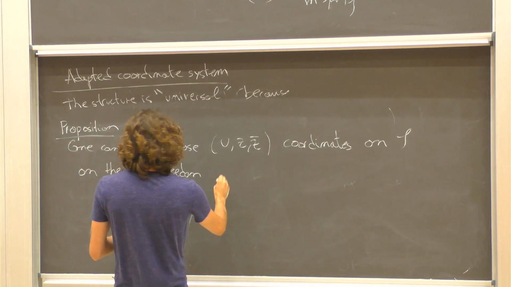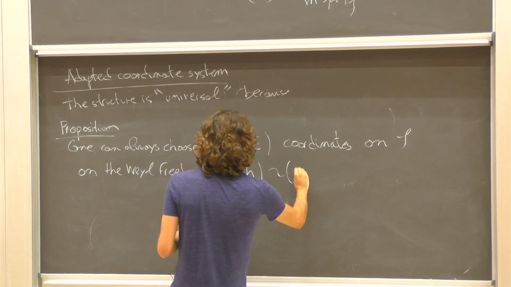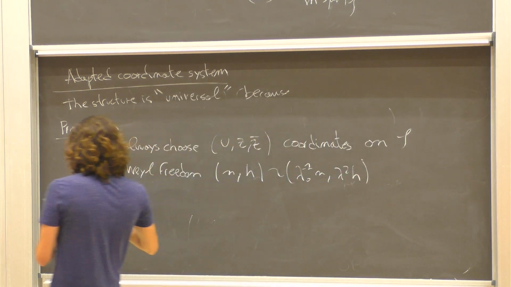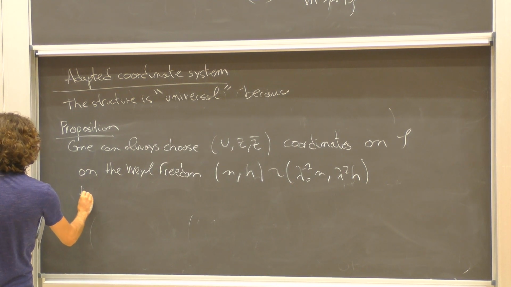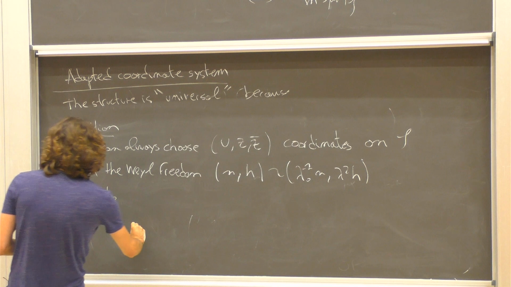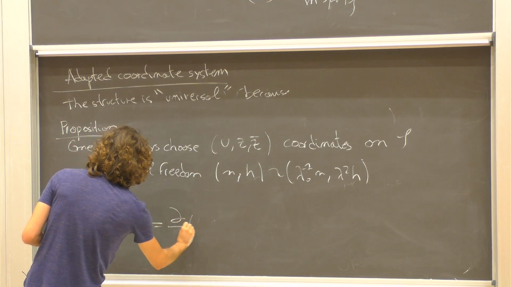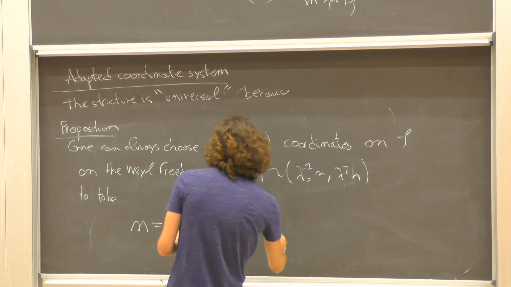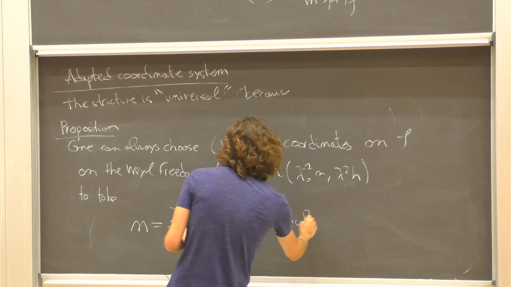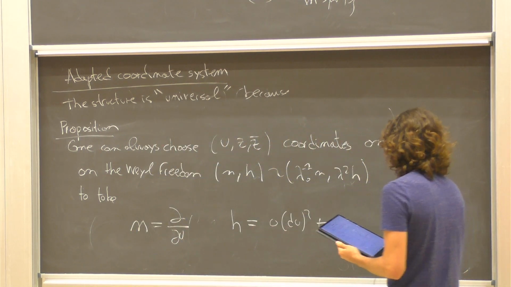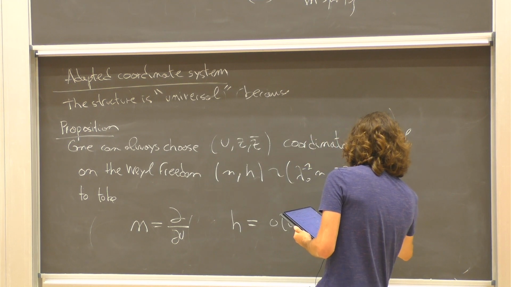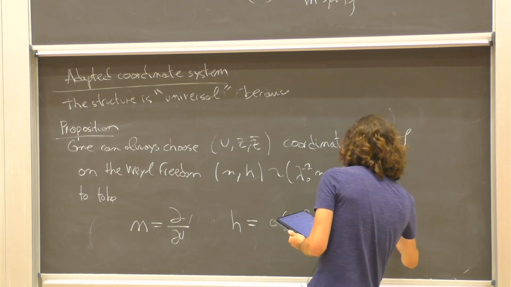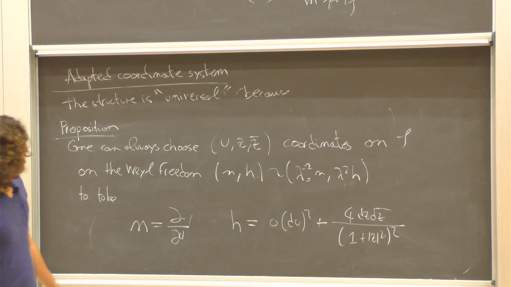So you can do these rescalings, and h goes to lambda squared h. Then, following this, n is just going to be d over du, and h is just 0 du squared. I'm writing 0 to re-emphasize that it's a degenerate metric, plus 4 dz dz bar divided by (1 plus modulus of z squared) squared. And this is the round sphere metric.